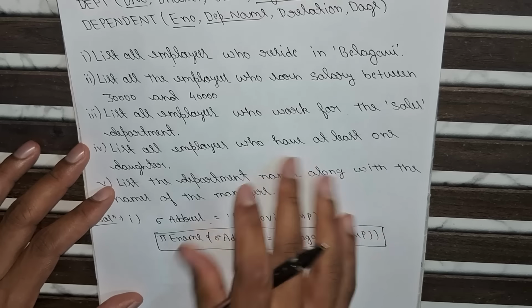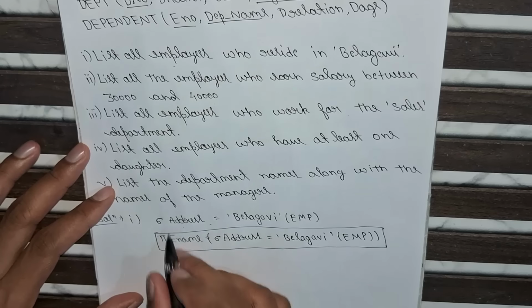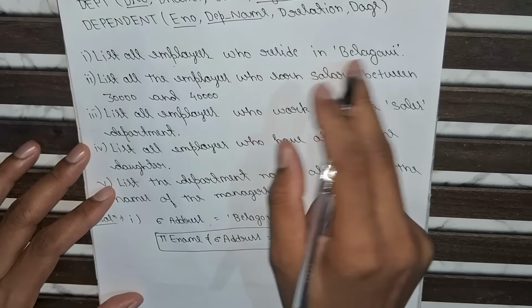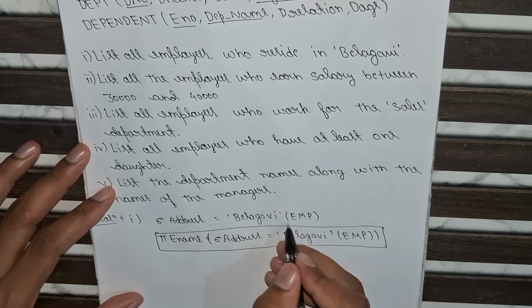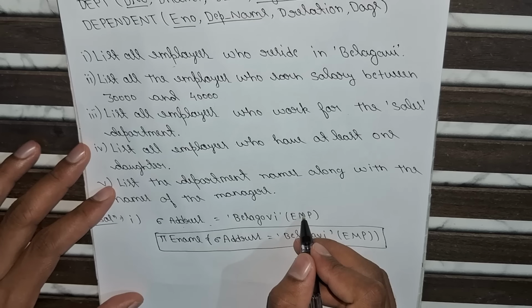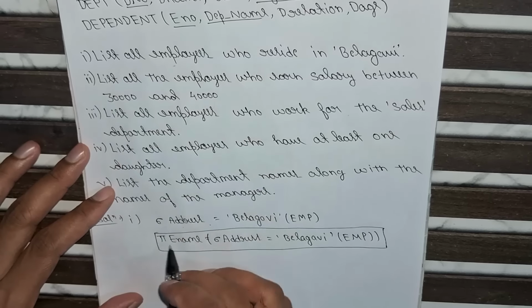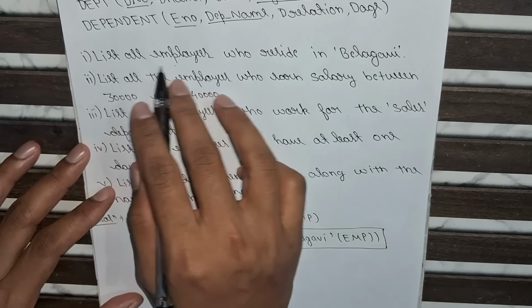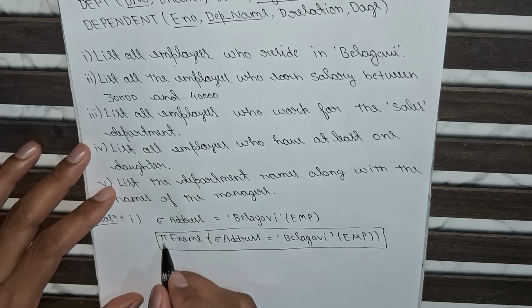What does the question ask? List all employees, meaning the employees who reside in Belagavi. So address is Belagavi, whatever employees are living here. Then we will project the name of the employees. So we will project name.